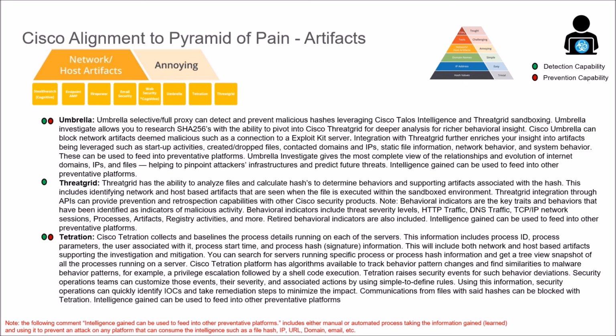Using this information, security operations can quickly identify IOCs and take remediation steps to minimize the impact. Communication from files with said hashes can be blocked with Tetration as well. And intelligence gained here obviously can be fed into other preventative platforms. So again, pretty neat capabilities. As we move up the stack, we've got a combination of detection and prevention capabilities. Again, if you've got a combination of these elements, you're making it very, very difficult for the adversary to be successful.